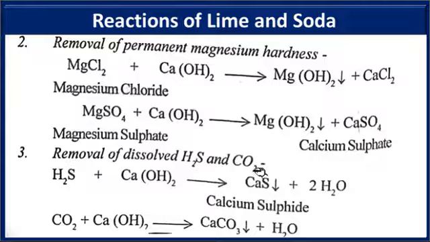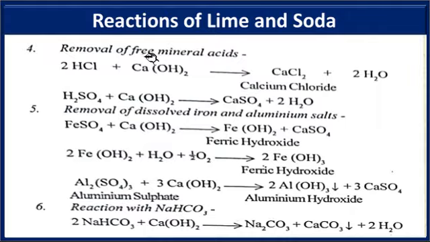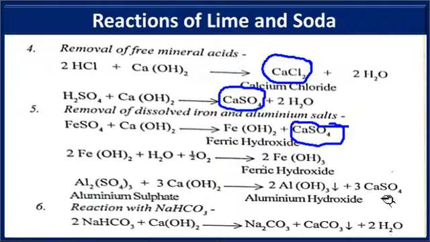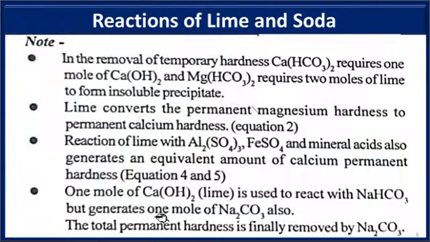See here dissolved gases. After dissolved gases we saw the removal of free mineral acids. Here we can see in all these reactions permanent calcium hardness is generated, and for removal of this permanent calcium hardness, soda is required. 1 mole of lime is used to react with sodium bicarbonate, but it generates 1 mole of soda also. That means we have to subtract the amount of soda from the total requirement, because soda is also produced in this reaction.